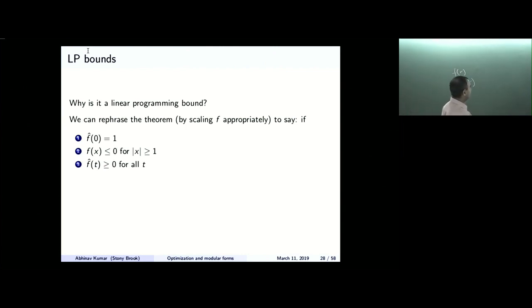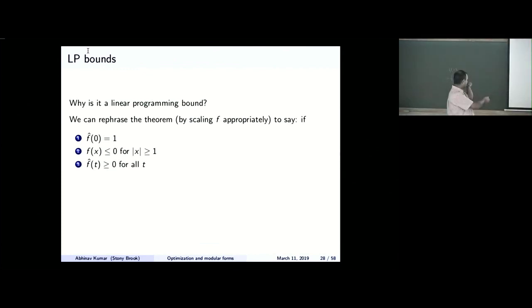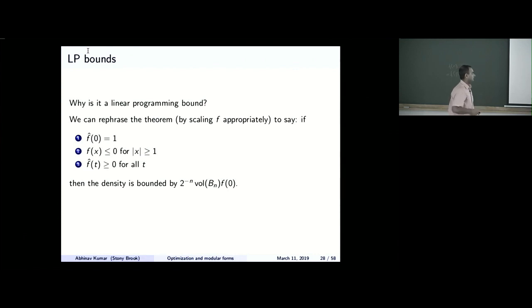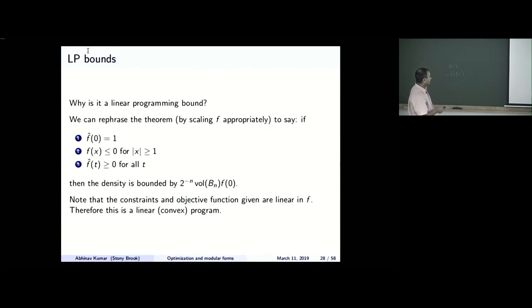So I'm going to scale it so that f hat of 0 is 1. I'm going to scale it so that f is non-positive for x bigger than or equal to 1 rather than bigger than or equal to r, and f hat is non-negative for all t. Okay, that's the only thing I'll do. And then it says the density is bounded by, f of 0 comes into the objective function, so 2 to the minus n times the volume of the n ball times f of 0.